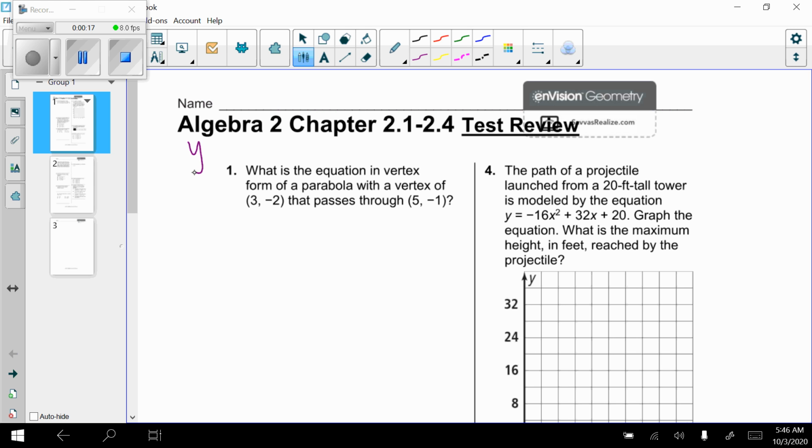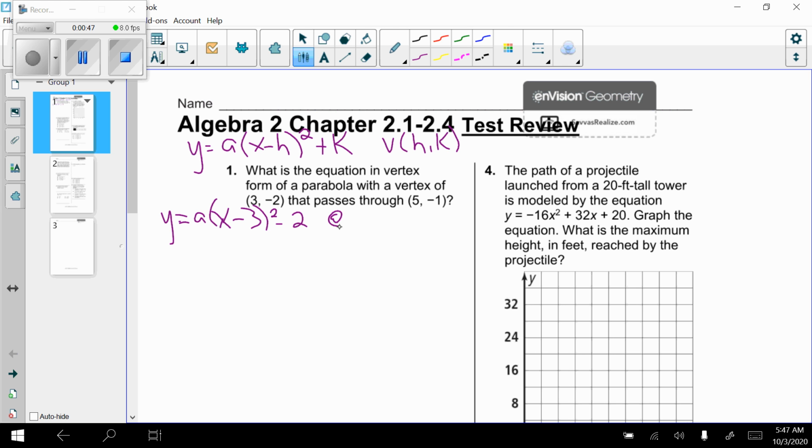Remember, vertex form looks like y equals a times (x minus h) squared plus k, where my vertex is (h, k). So first I just want to plug in my vertex. So I get y equals a times (x minus ...). My vertex said (3, -2). Remember that the x always goes in the parentheses opposite, so it's a positive 3, so it's going to go in as (x minus 3) squared minus 2.